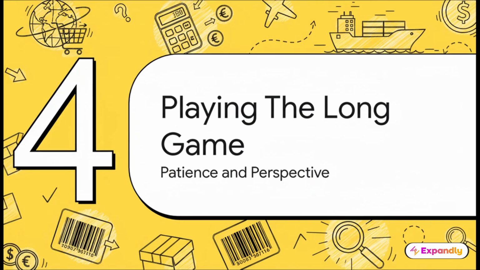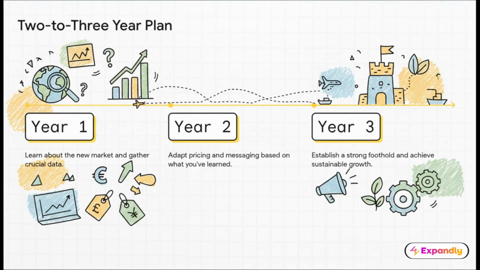Building a global brand isn't about making a quick buck. It really requires patience, a lot of data, and a long-term perspective. The most successful brands, they often look at expansion on a 2 to 3 year timeline. That first year, it's all about learning the market, gathering data. The second year is for adapting your strategy based on what you found out. And that third year, that's when you really start to see that sustainable, profitable growth kick in.